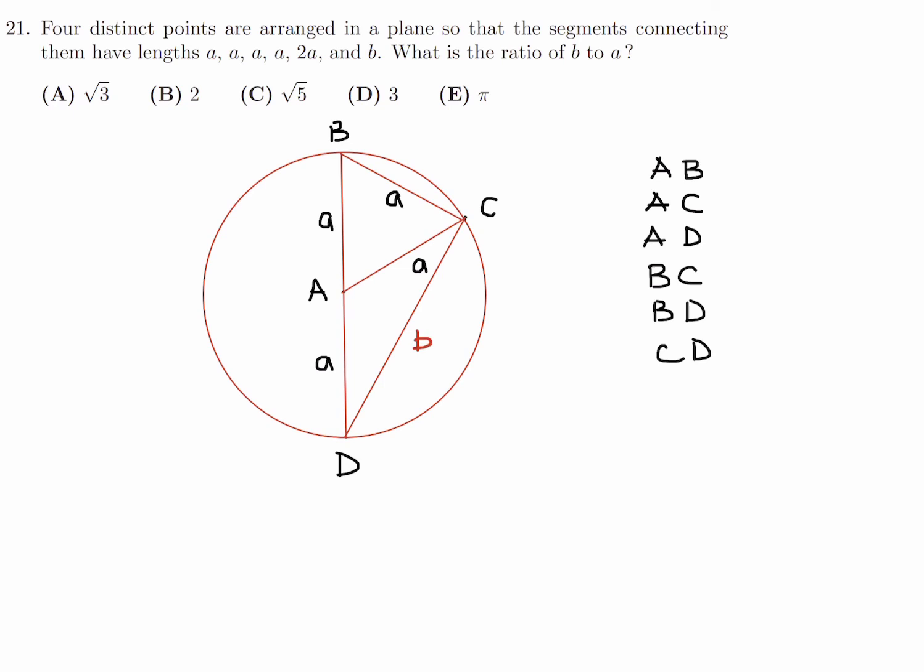And they want you to figure out the ratio of B to A. So they want you to find B over A. What does that equal? Well, the heart of this question obviously will be this triangle right here. This triangle will help us figure out the ratio between A and B.